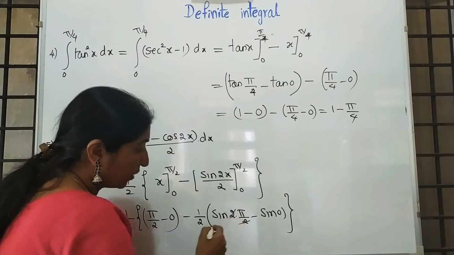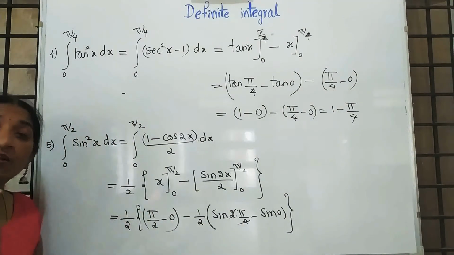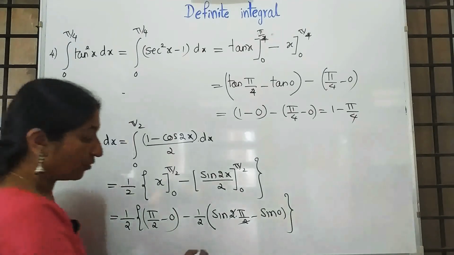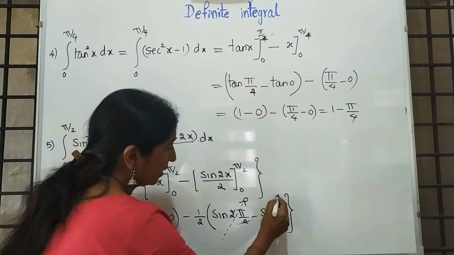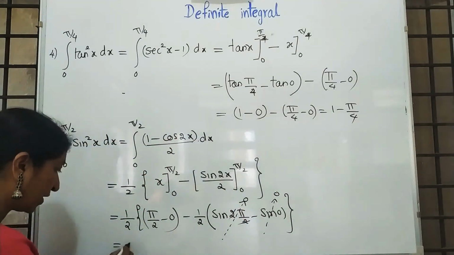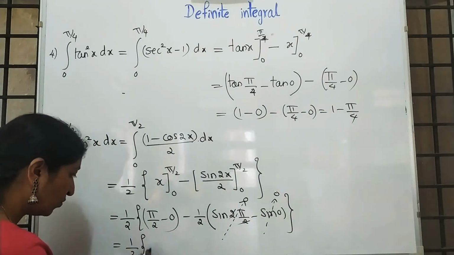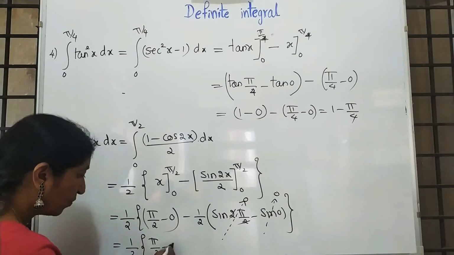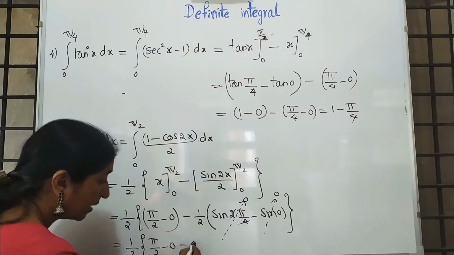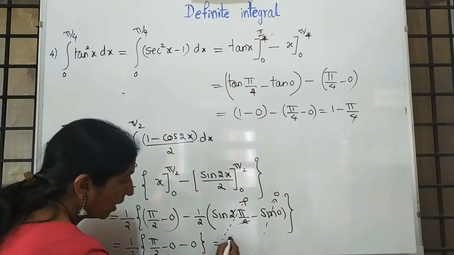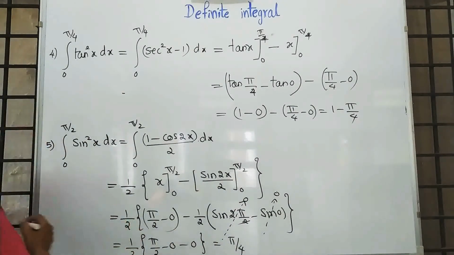Here 2 and 2 get cancelled. Sin pi, sin of any multiple of pi is 0. For your convenience, I am writing like this. This is 0, sin 0 is 0. So, what is remaining? 1 by 2 in the bracket pi by 2 minus 0. This is 0 and this 0. Half into 0 means again 0. Finally, we got answer pi by 4.